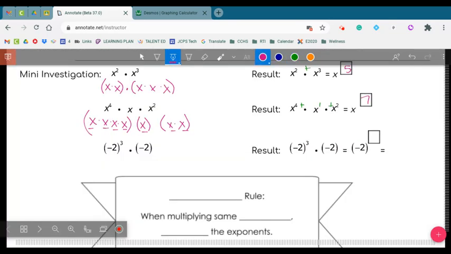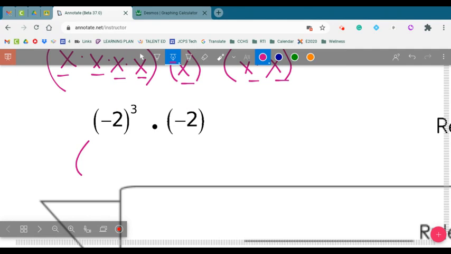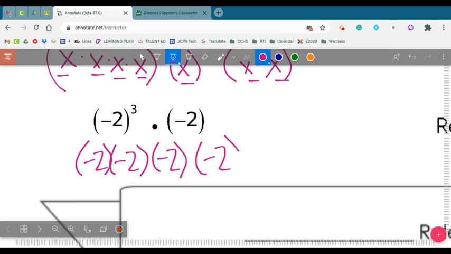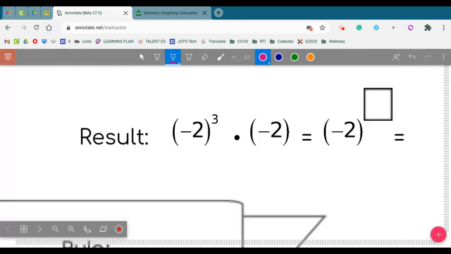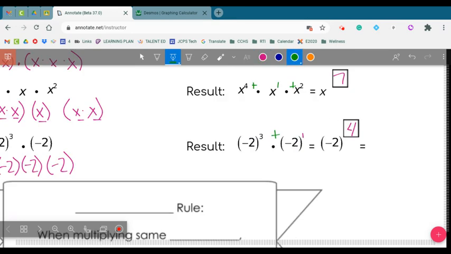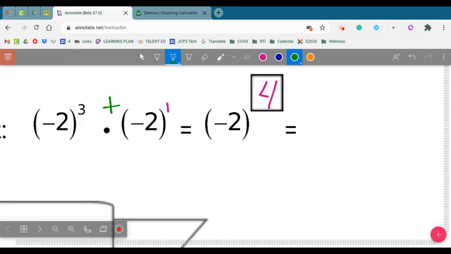Okay, let's go to our last one. We have negative 2 to the third, so this is going to be negative 2, negative 2, negative 2. Then we have negative 2 to the first, so we just have 1 negative 2. So altogether I have 4. So again, this had a 1, and so I added my 2 exponents to get 4. Now, negative 2 to the fourth, you're going to type that in exactly in your calculator, negative 2 in parentheses to the fourth power, and you're going to get an answer of 16.